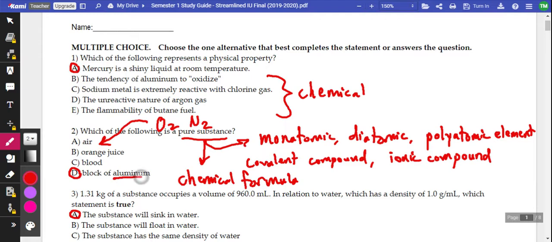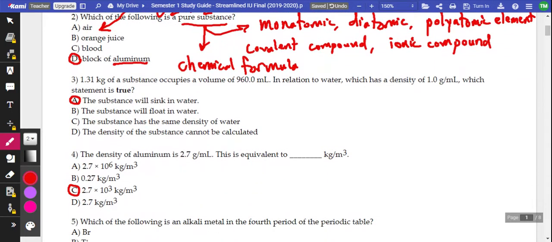But aluminum, whether it's in a block or in the shape of a ring or a nail, doesn't matter. Aluminum is aluminum. It's an element. It is a metal. So this is just one pure substance. So this block of aluminum is our pure substance in this case.